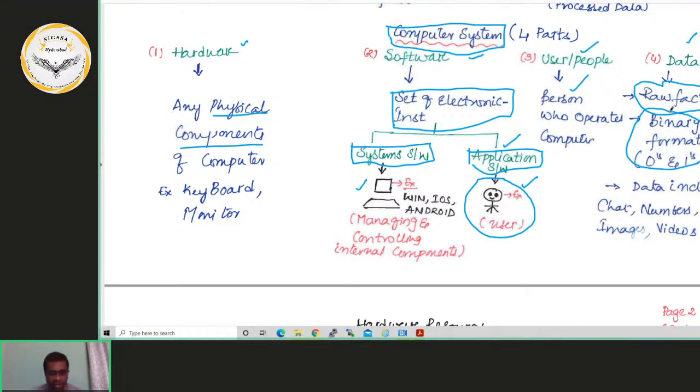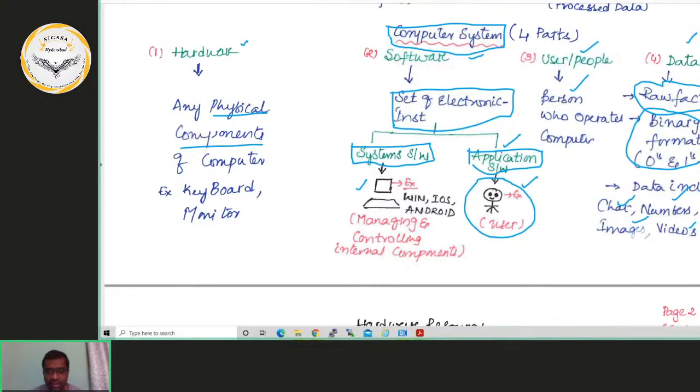What do you mean by binary format? Any combination of zeros and ones is called binary format. Now, what exactly does data include? Data includes characters, numbers, images, videos, etc. Any alphabet is a character. How does a computer store a character? A computer stores a character in the form of zeros and ones. Numbers are also stored in the form of zeros and ones. Images also are stored in zeros and ones. Videos also are stored in zeros and ones.